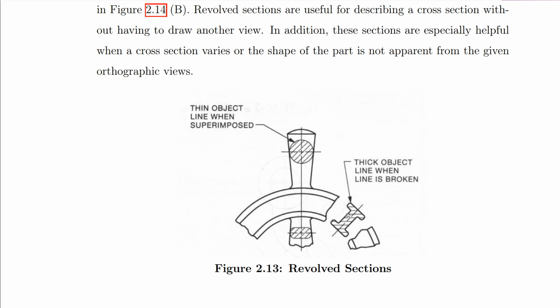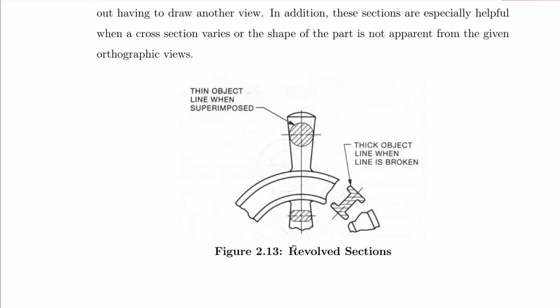Then we also have something like this. This section of it has a cross section of an eye. In this case, the cutting plane has gone through, and then we rotate the cross section through an angle of 90 degrees and present it like that. This section too is the same thing. This is what we call a revolved section.